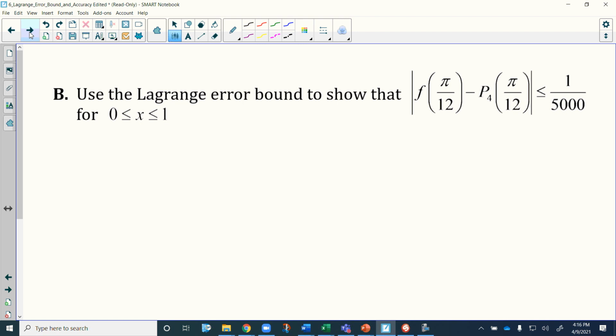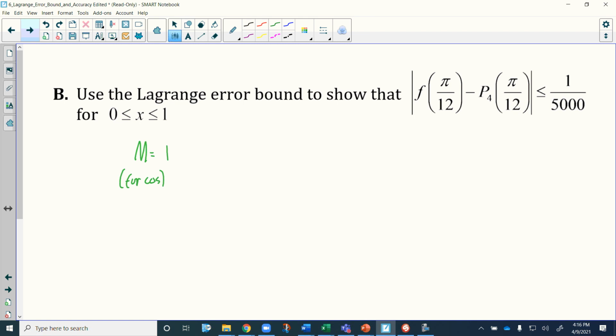We know that the center is 0 because it's Maclaurin, and because in this case it's going to be cosine again. Just like sine, cosine has a maximum output of either a positive 1 or a negative 1. So we'll just focus on the positive 1 for absolute value purposes. And so I know that the upper bound, the maximum that I'm going to have for cosine, in this case, is just going to be a positive 1.